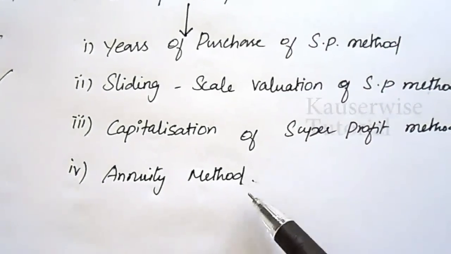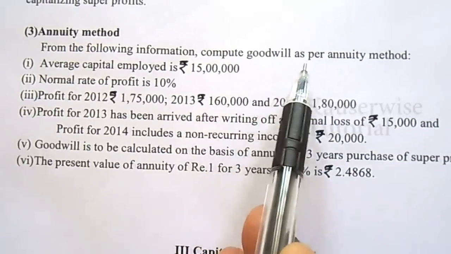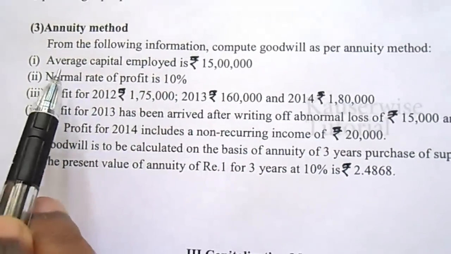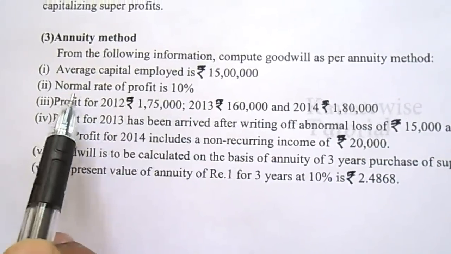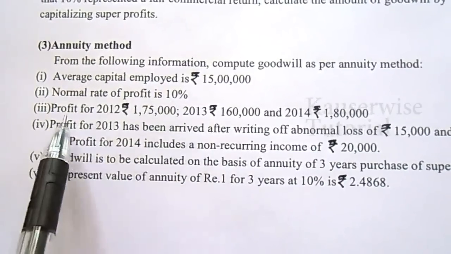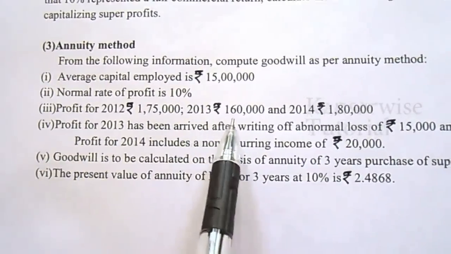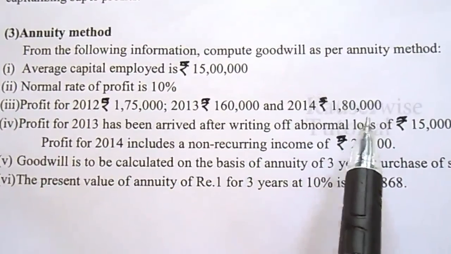Okay, the next one is annuity method. From the following information, compute goodwill as per annuity method. See, these are the information. That is, first one is average capital employed is 15 lakhs. NRR, that is normal rate of profit, is 10%. Profit for 2012 1,75,000, 2013 1,60,000, 2014 1,80,000. 3 years profit is given.